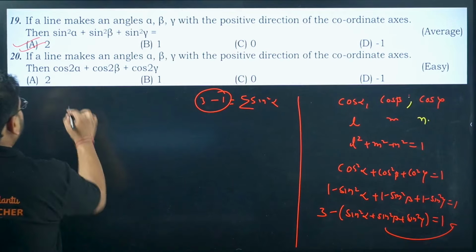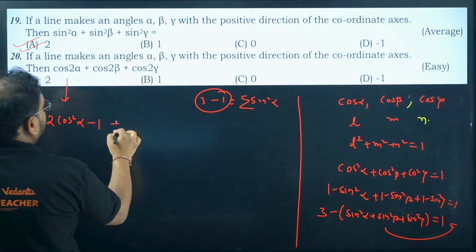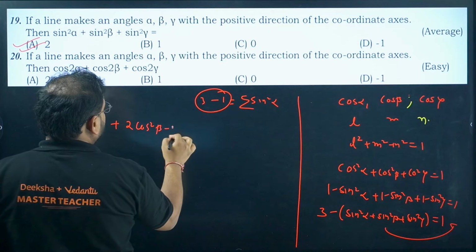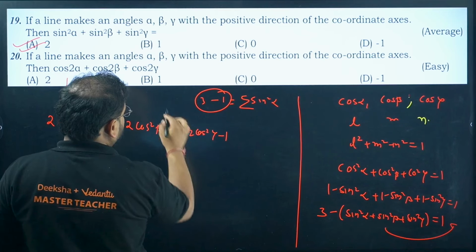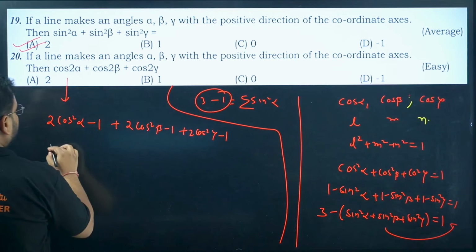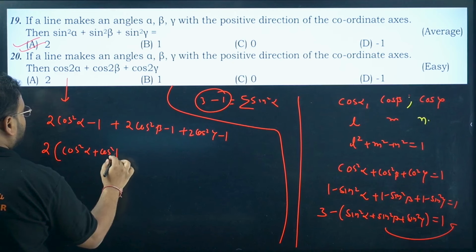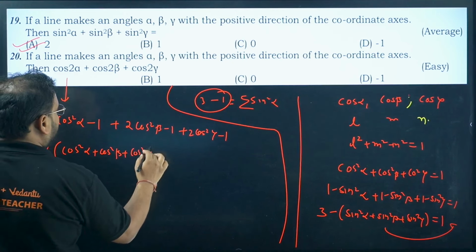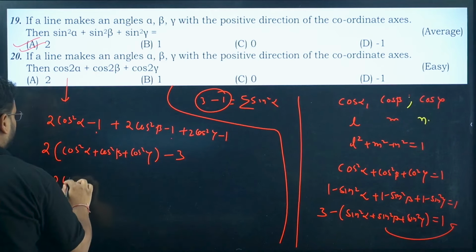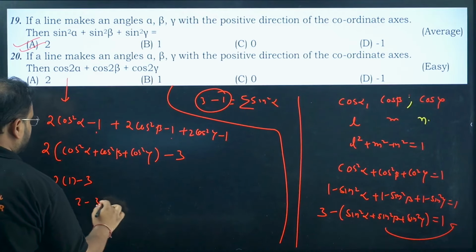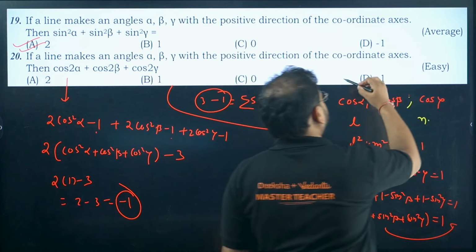Same concept. Formula for this is what? 2 cos square alpha minus 1 plus 2 cos square beta minus 1 plus 2 cos square gamma minus 1. Take 2 common, you'll have here cos square alpha plus cos square beta plus cos square gamma, and you'll have minus 3. Minus 1, and minus 1, and minus 1 is minus 3. So 2 times 1 minus 3, answer is 2 minus 3, so minus 1. So minus 1 means option D.